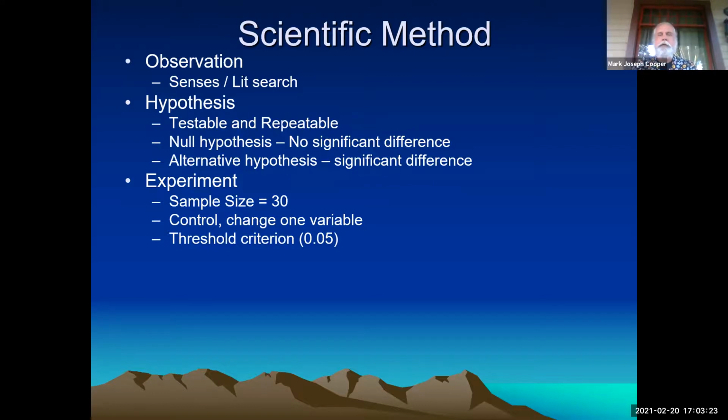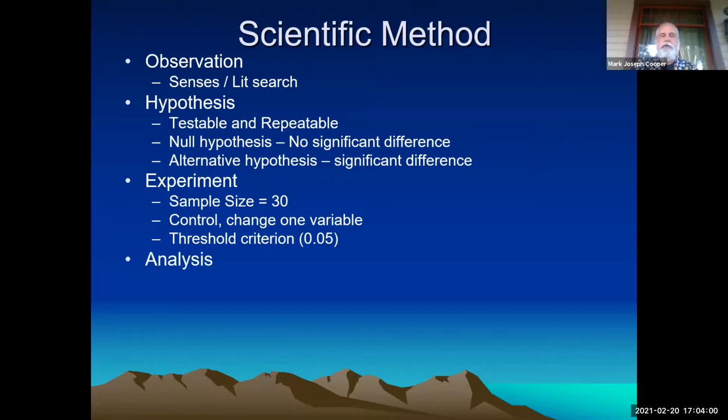But a threshold criterion, typically 0.05 for most science. I will tell you that criterion can change. It'll go down to even 0.01 or 0.001, depending on what you're working on. And if it is medical and it's life or death, that number gets a lot lower. You can't have 100 people and say, oh yeah, five of them died, we're sorry. So you will definitely change that criteria. But for basic science, I want you to know 0.05 is the standard.